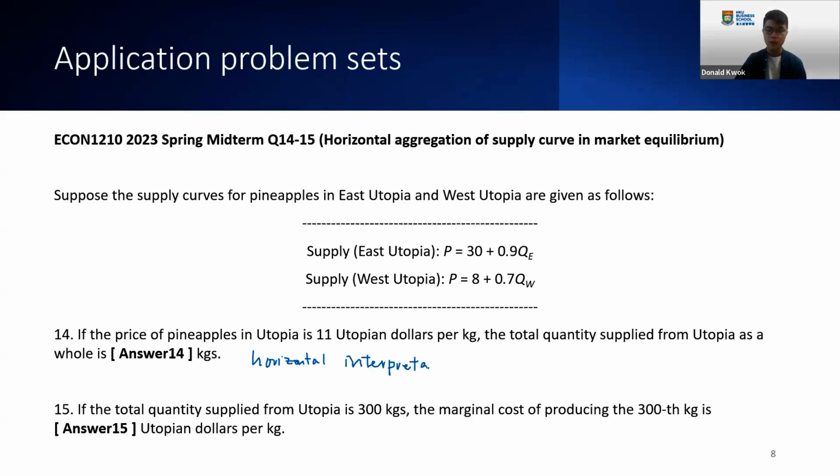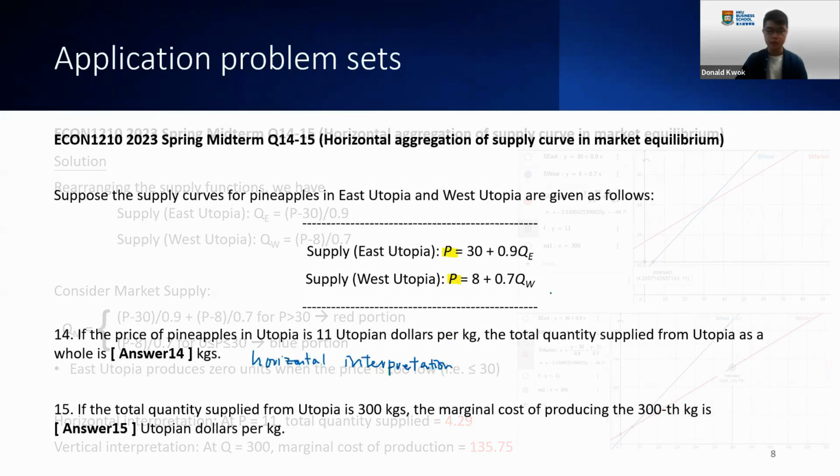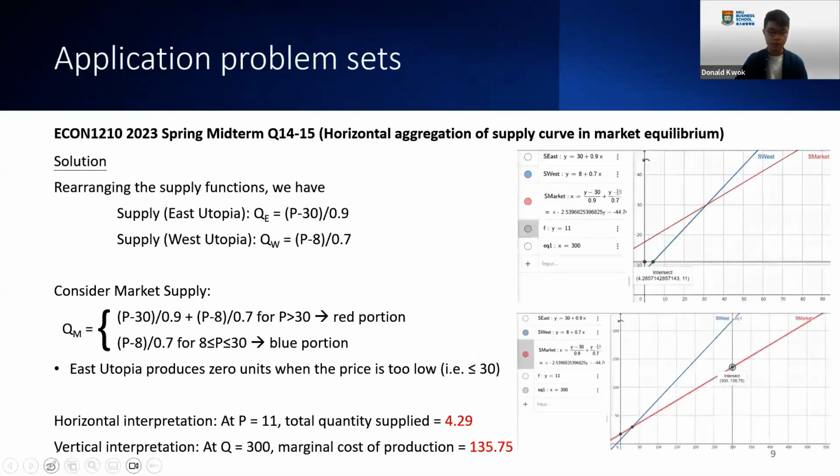So how can you do that? Let's derive the market supply curve first. And be aware, because the question gives you P as the subject of the supply curve, we need to do the change of subject using Q as the subject first. Because when we derive the market supply curve, we are performing horizontal aggregation, which is to sum up quantities instead of prices. So this is what I'm trying to do in the first step here.